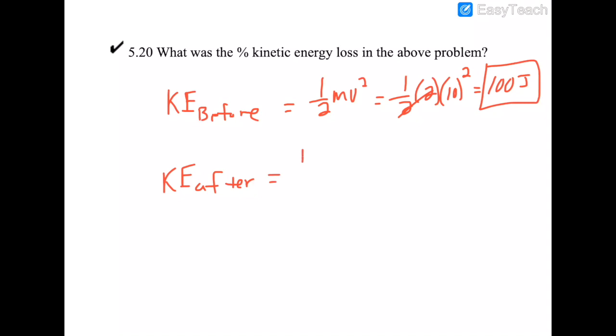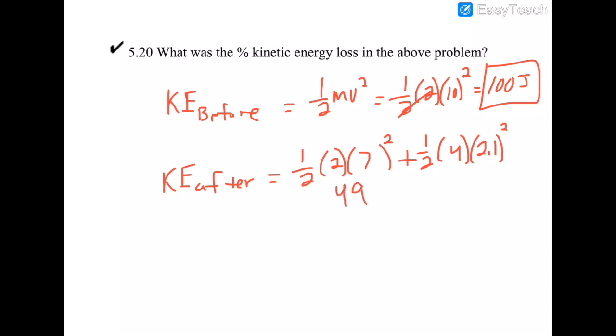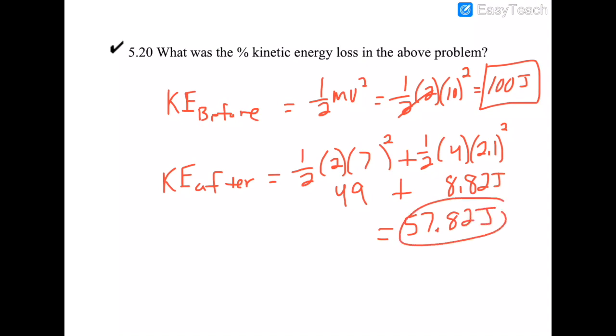After the collision, we had 1/2 times the 2 kilogram ball, and it was moving at 7 squared, so that's its energy. And the other one, we can just add their energy. We don't have to worry about the vectors. There are no vectors with kinetic energy. The other one was 1/2, a 4 kilogram ball, moving at our final answer of 2.1 meters per second, and I'd square that also. So if you do that, for this you get 49 joules, and for this one I think you get like 8.82 joules, for a total afterwards of 57.82 joules.